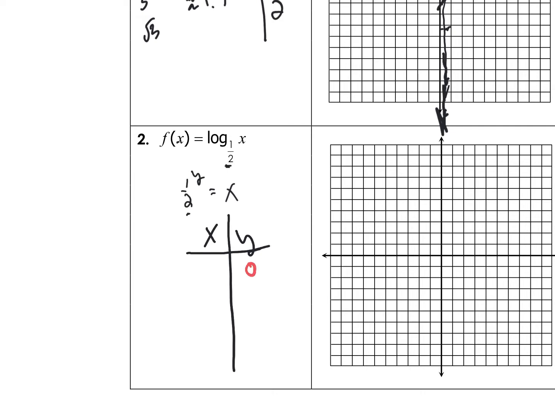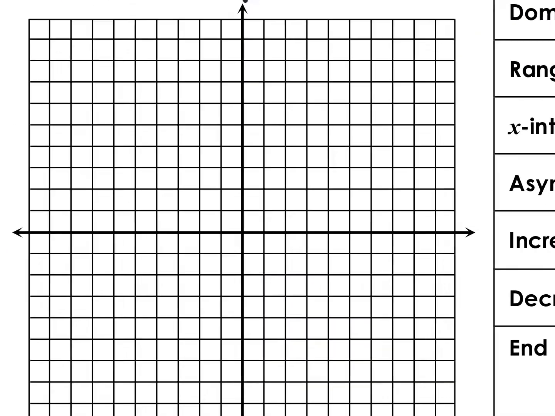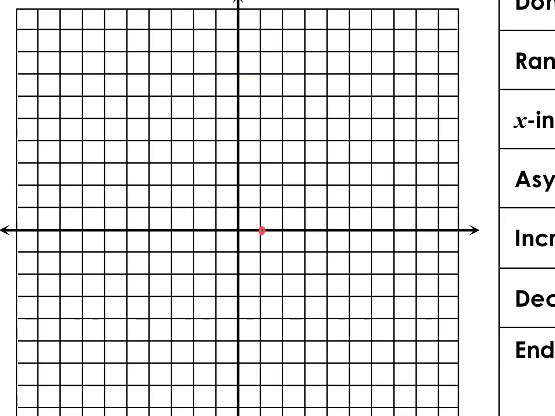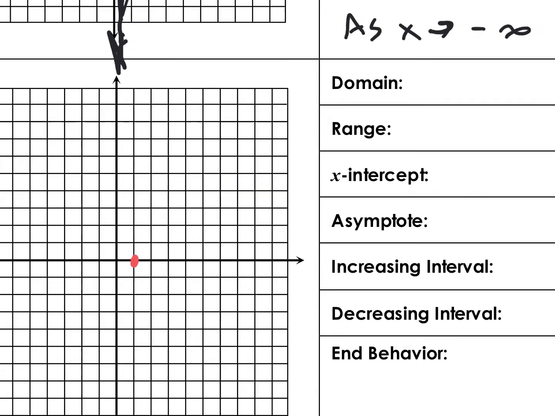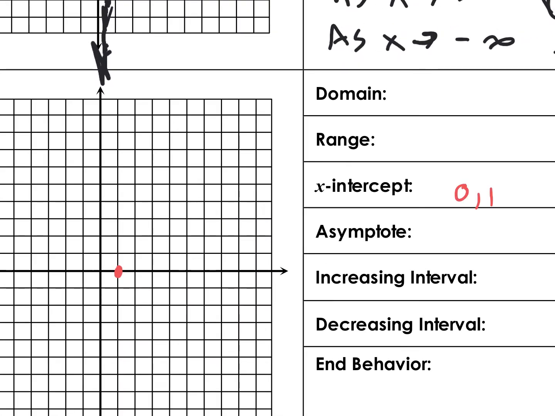1/2 to the 0 is 1. So there again, I have 1, 0. There's your x-intercept. May as well put that there. 0, 1.